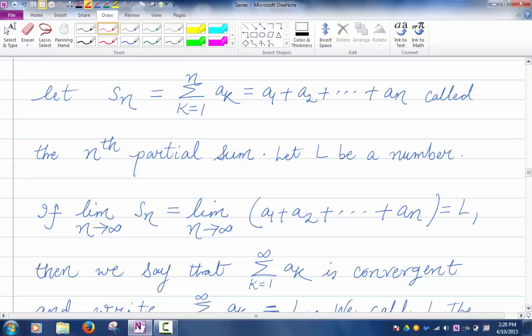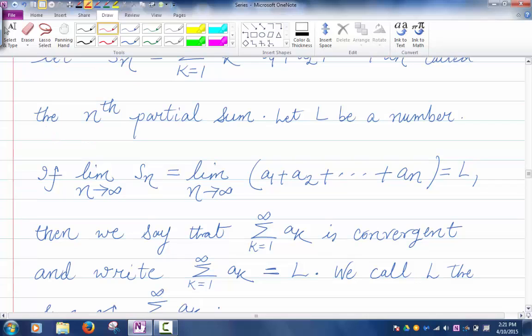So n is going to infinity. That means as n goes to infinity, you are adding more and more terms. So if the limit of Sn is a number L, then we are going to say that the series is convergent, and we're going to say that L is the sum of the series. If the limit of Sn is a number L, the series is convergent and the sum of the series is given by L. Okay?